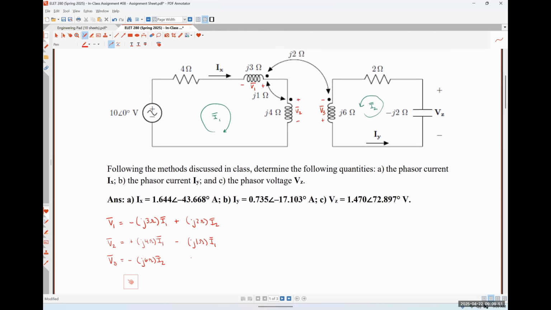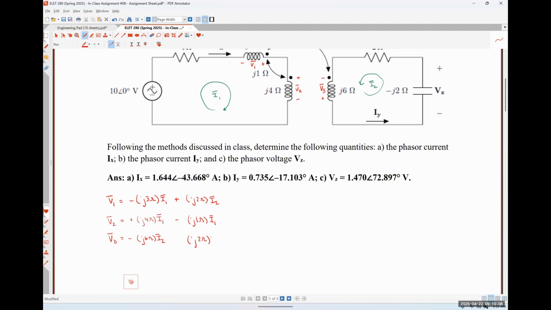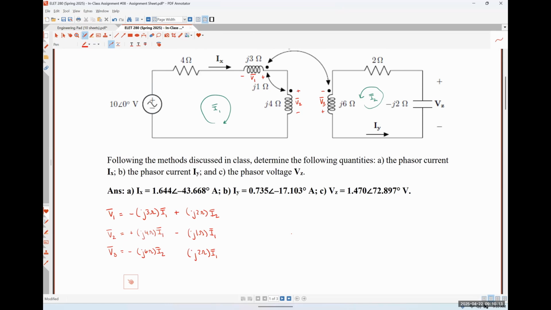And then we're going to have our mutual inductance of j2 ohms times, in this case, the current that's flowing through the j3 ohm coil, which is I1. What sign should this voltage get? I disagree.